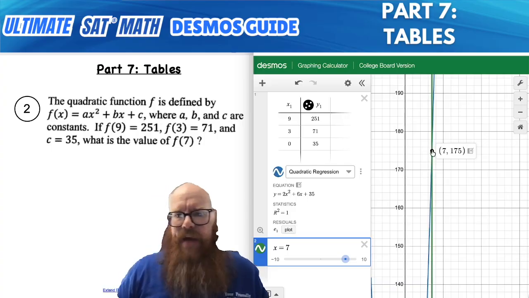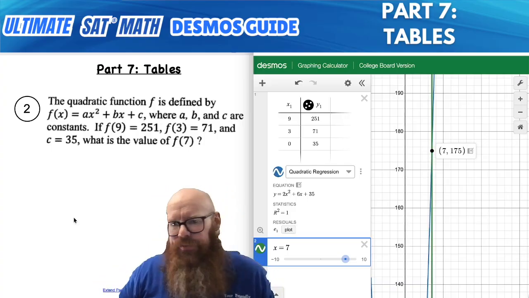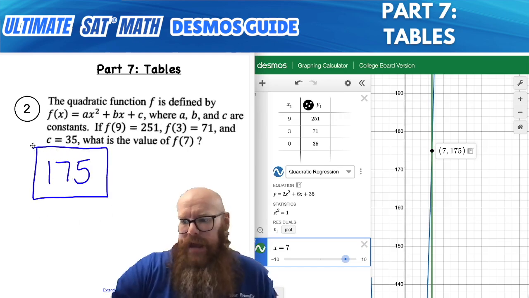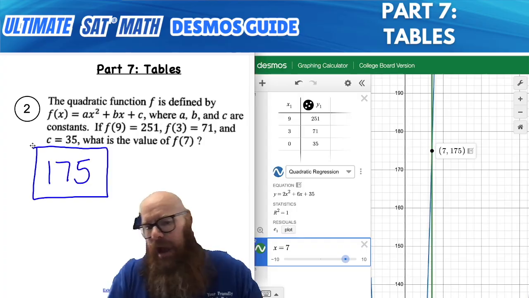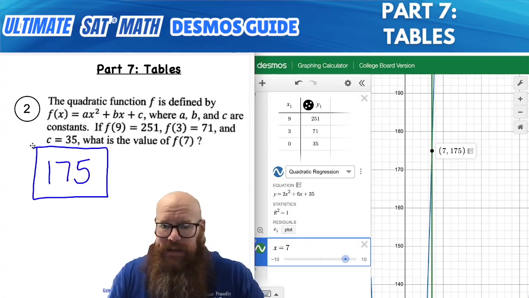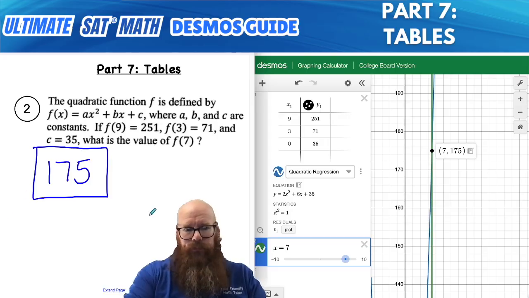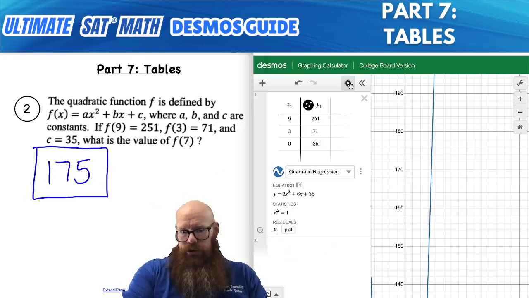So that means 7, 175, so f of 7 must be 175. All right, just showing you another way to evaluate a function. If you have the graph, just graph the vertical line and see where it intersects. All right, on to the next.